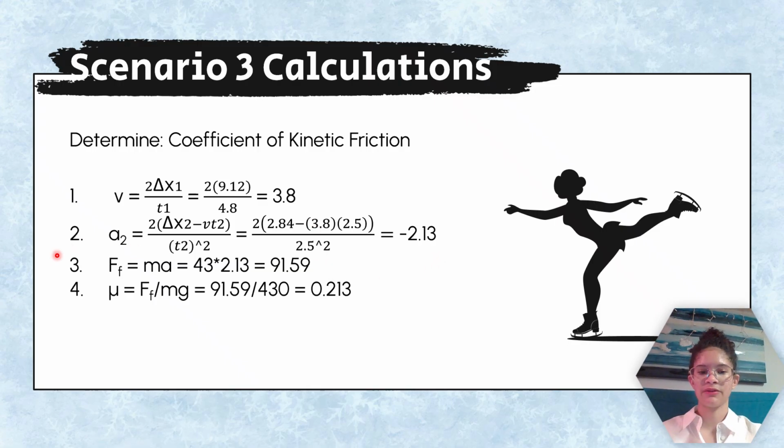And then to get the force of friction, it's equal to ma, Newton's second law again. And by multiplying the absolute value of the acceleration by the mass of the skater, you get 91.59 newtons of force. And the coefficient of kinetic friction is the force of friction divided by normal force, and since there's no other forces messing around with normal force, it's just equal to mg, and so that comes out to 0.213.